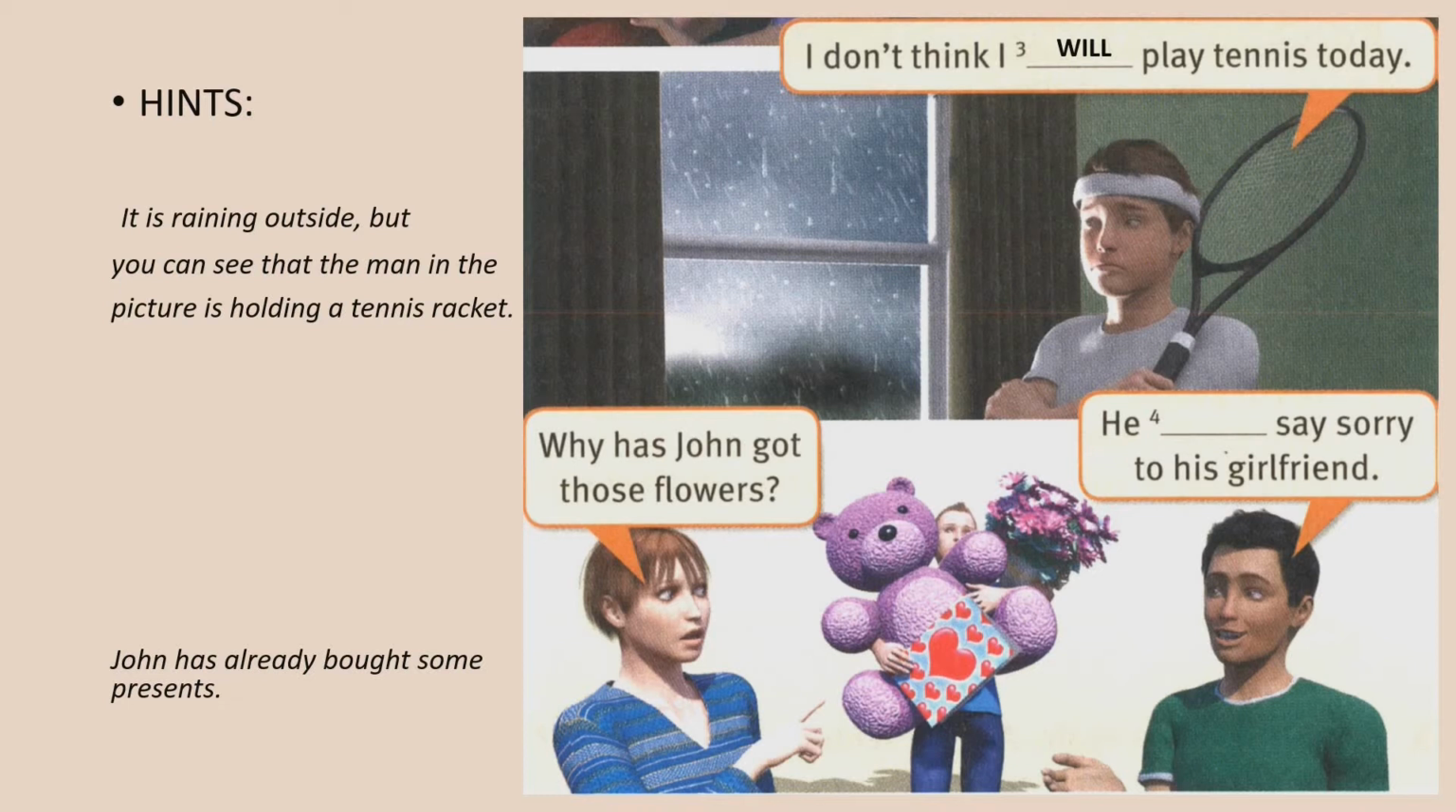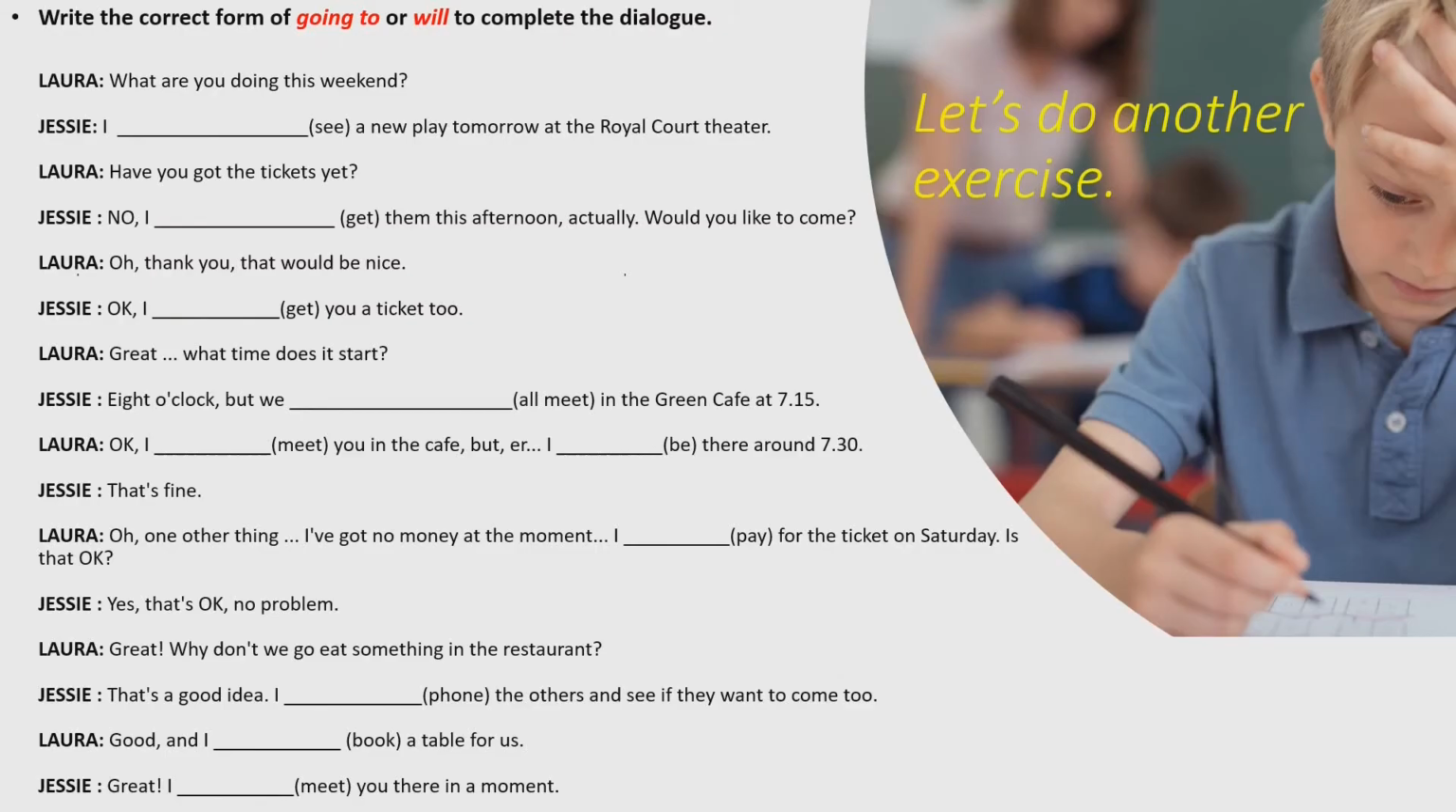Why has John got those flowers? He is going to say sorry to his girlfriend. So as you can see, John has already bought some presents, and that's why you use going to here. So let's do another exercise. So here you have to write the correct form of going to or will. Pause the video and take a minute or two to complete the dialogue.